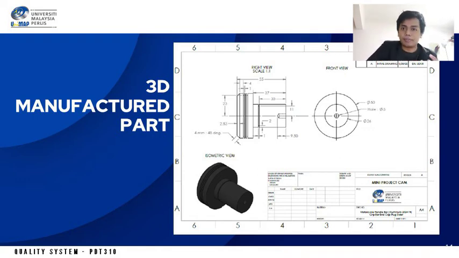The formation of the burr can also occur on the shaft, the end of the shaft, and also the upper end of the shaft. Yes. This is to show where the location that this type of defect occur.